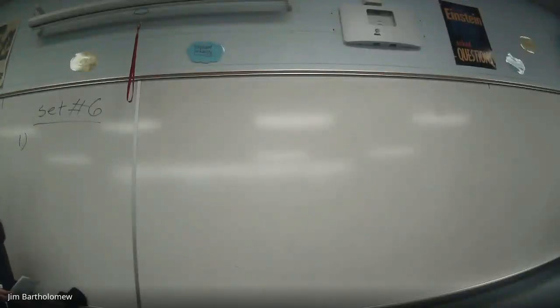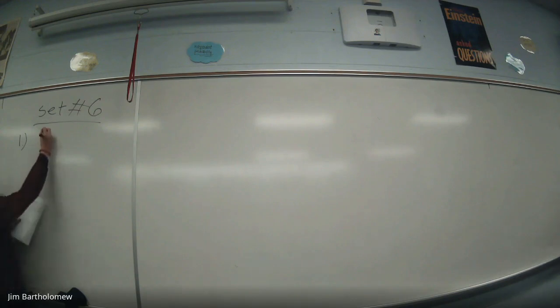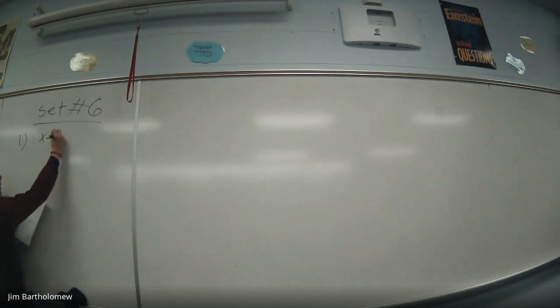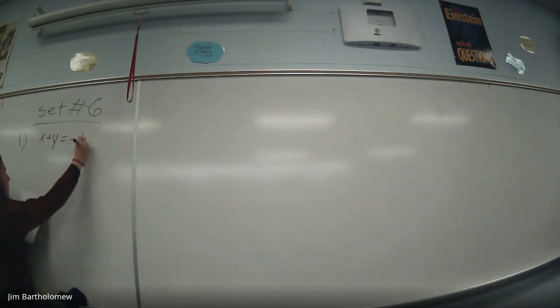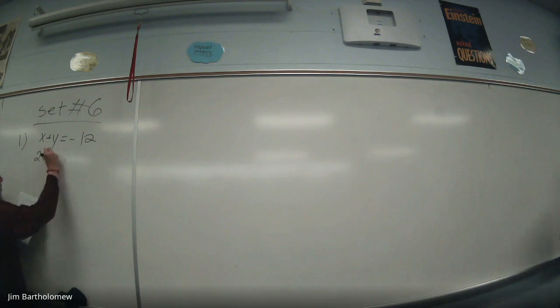To skill builder number 6, number 1. So we have a system of equations and they want us to solve it. So our system of equations is x plus y equals 12 and 2x plus y equals negative 35.